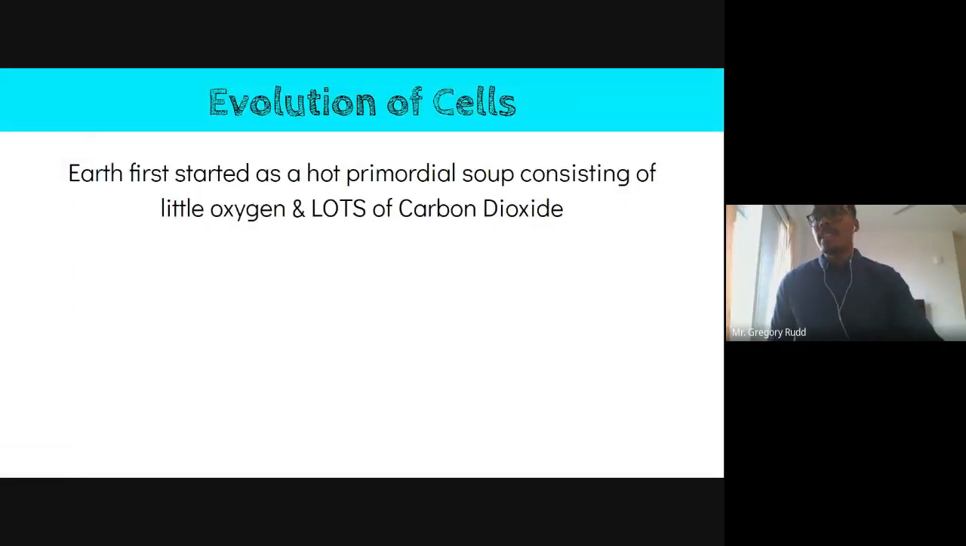So please do write this down. Earth started out as a hot primordial soup consisting of very little oxygen and lots of carbon dioxide. Now, when we say very little oxygen, we're not talking about standing at the top of Mount Everest and struggling to breathe. We're talking about there literally not being oxygen for your cells to do cellular respiration. There is basically no oxygen.